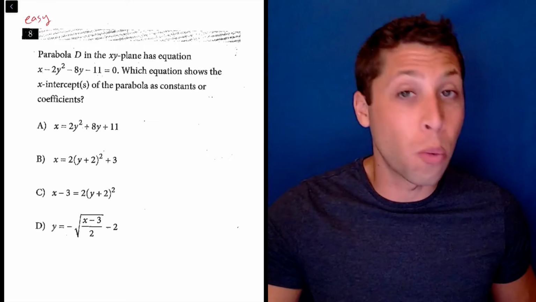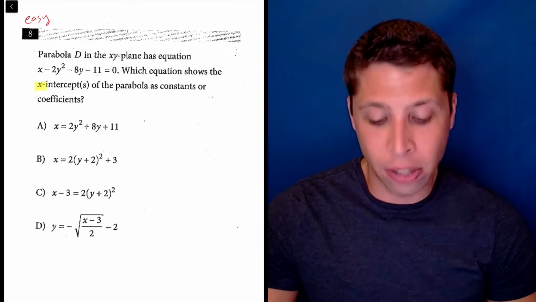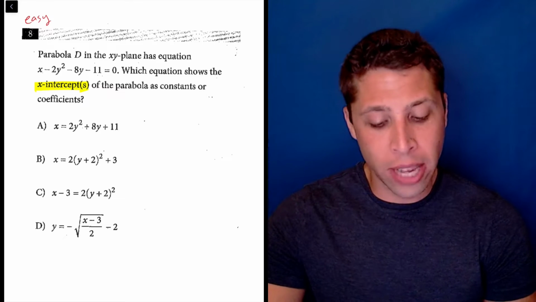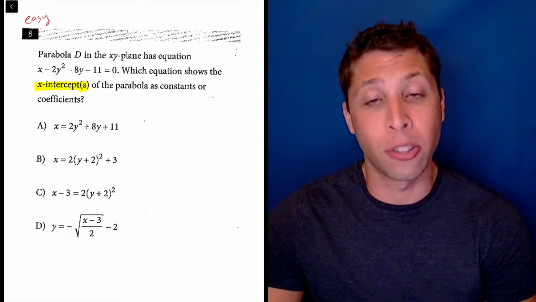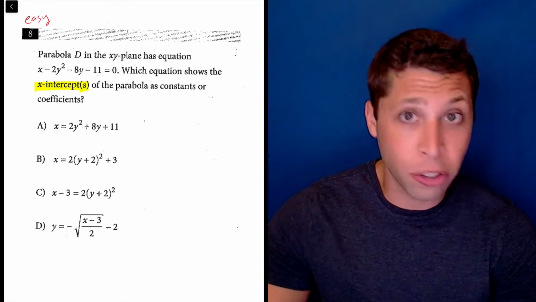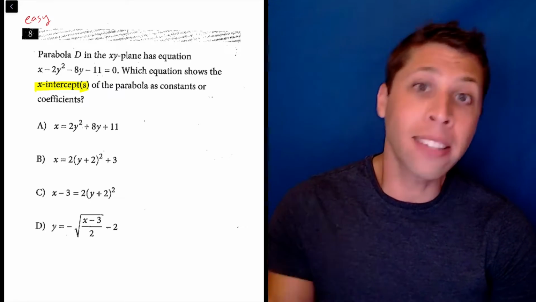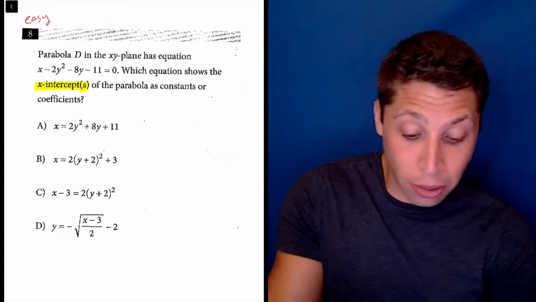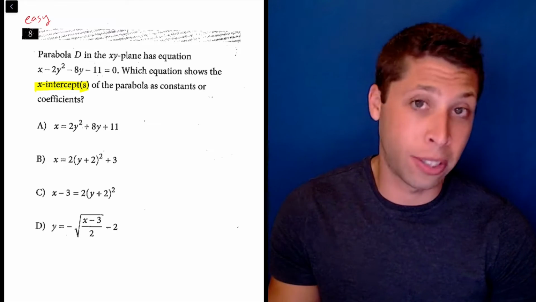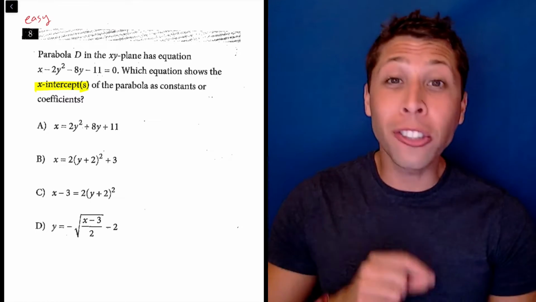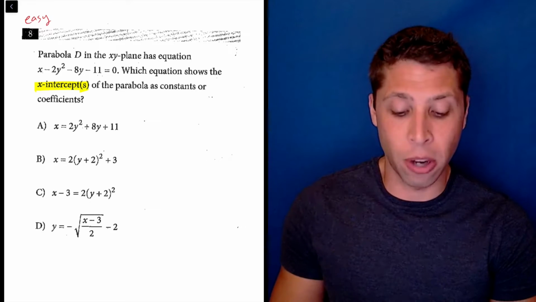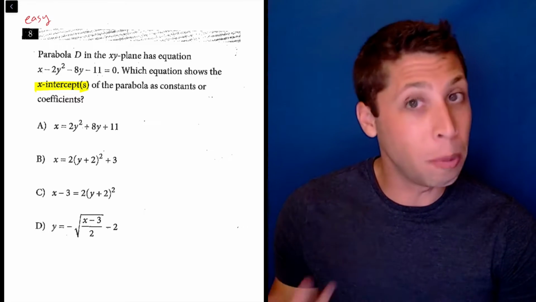Okay, let's focus on the one word that matters. X-intercepts. Which equation shows the x-intercepts of the parabola as constants or coefficients? Now, constants or coefficients just means numbers, right? So that means the x-intercepts of whatever this weird thing is with the y squared are going to appear somewhere in the other equations. So if we knew the x-intercept, we'd be good.